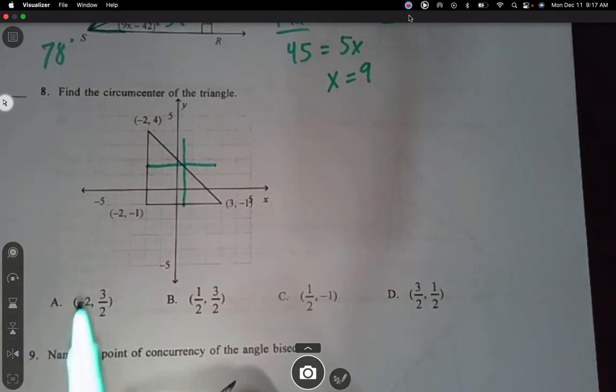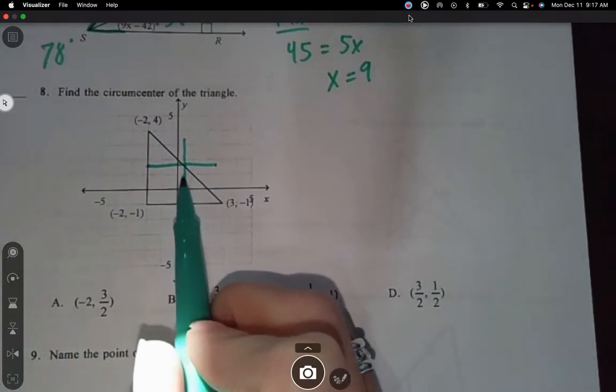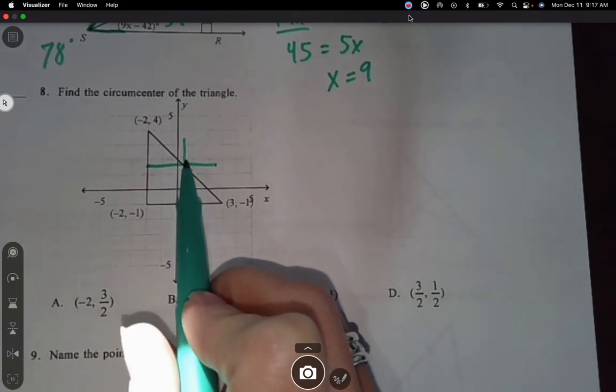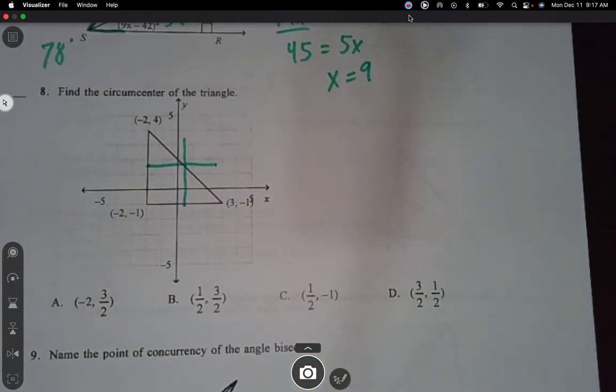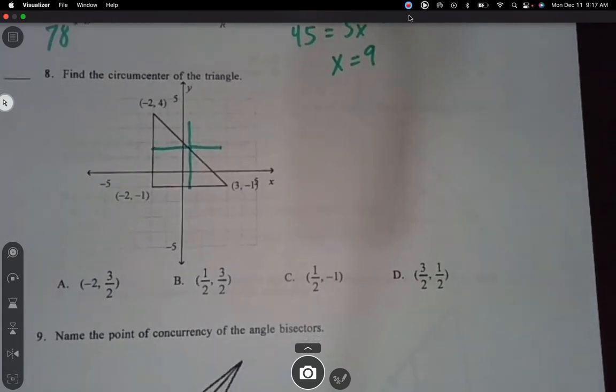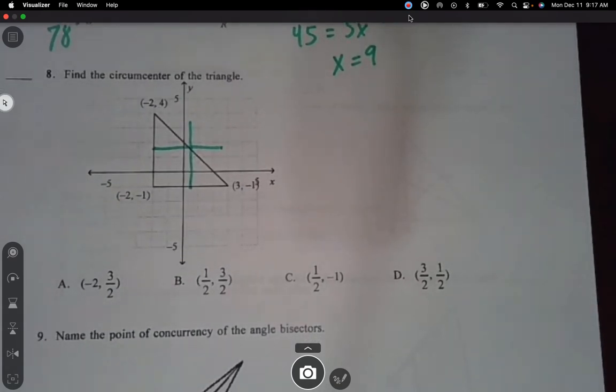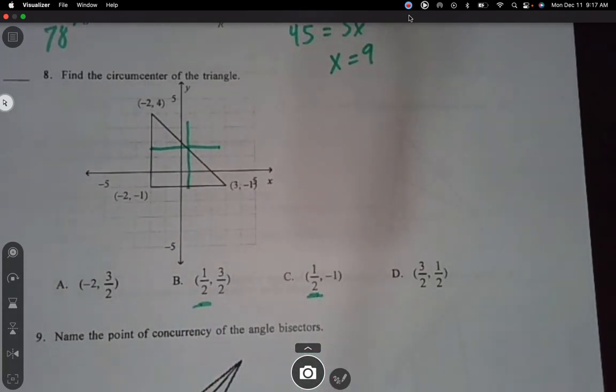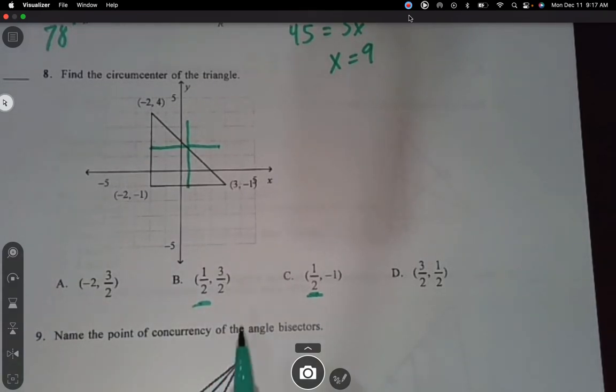So what is my answer? It looks like I go over a half and up how much? 1.5. So over a half and up 1.5. Which answer is over a half and up 1.5? Well, first of all, over a half is either one of those. And which one looks like it's up 1.5? Is it D? Over a half is either B or C.